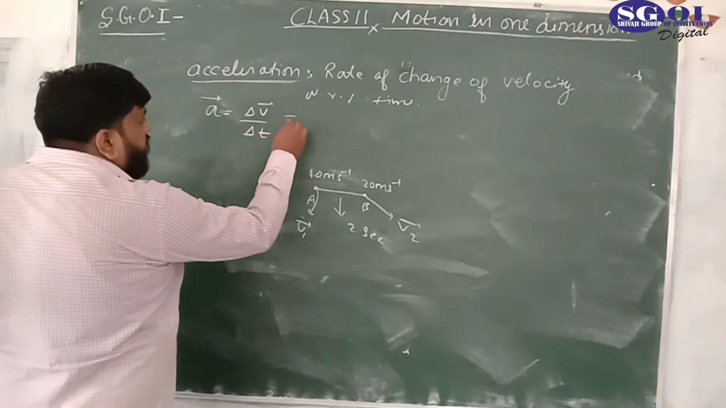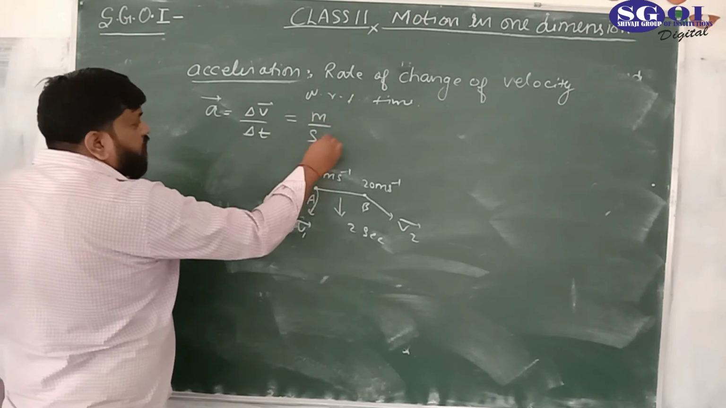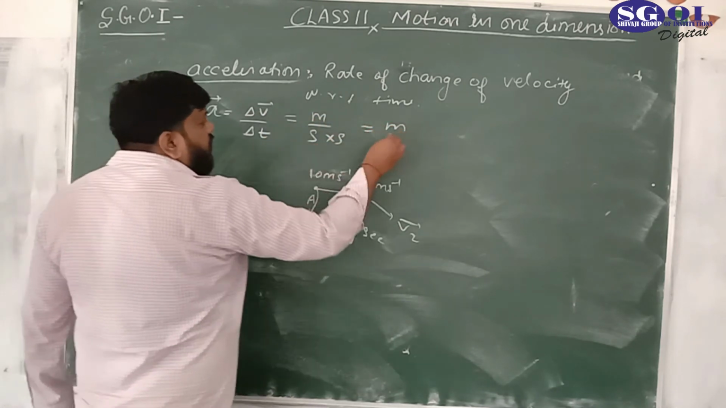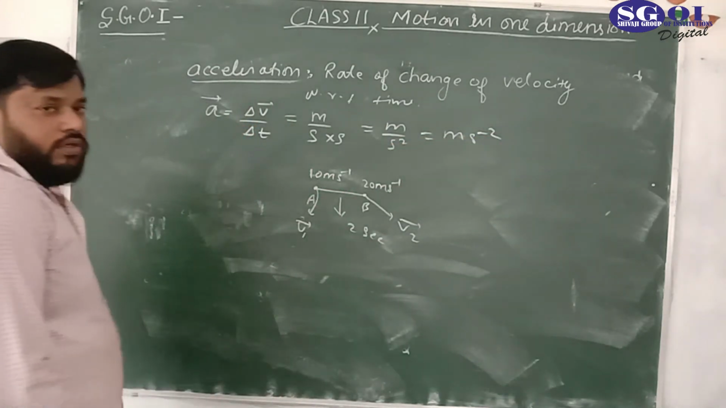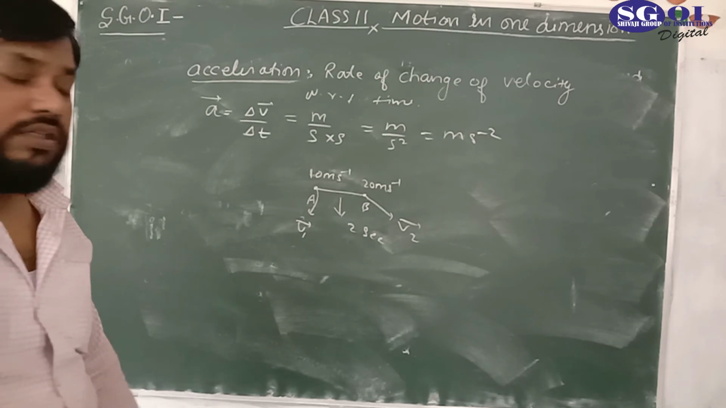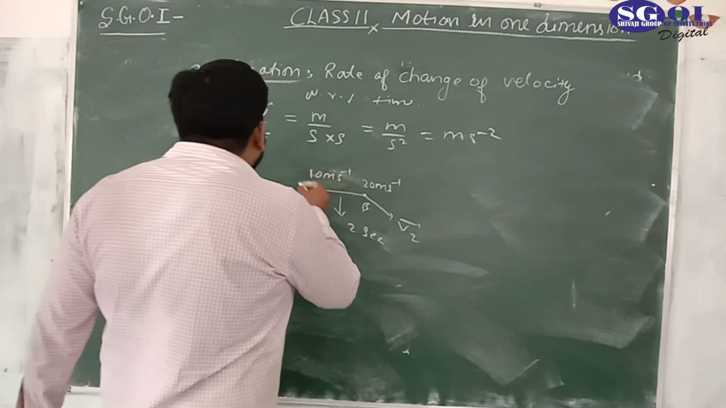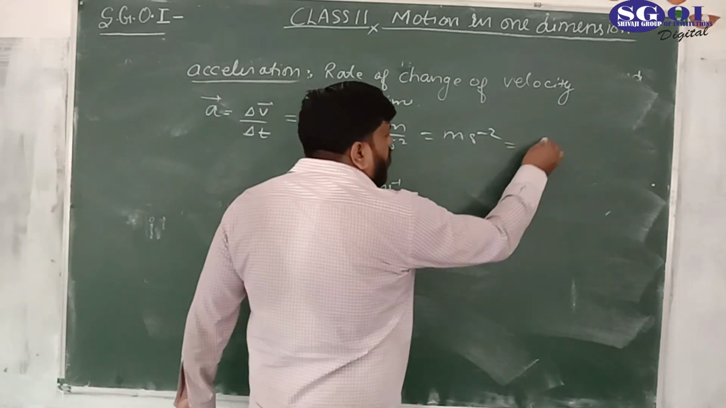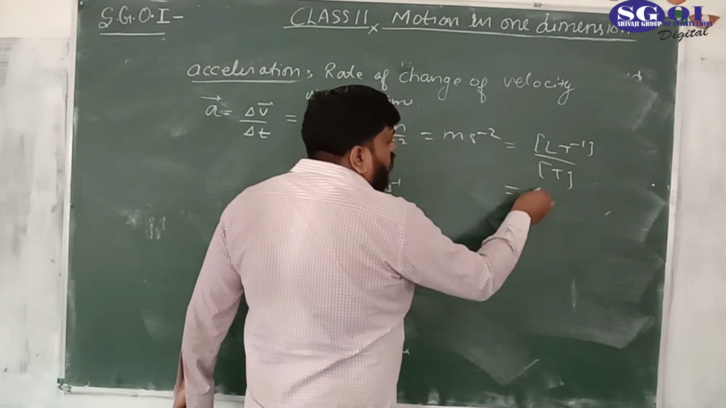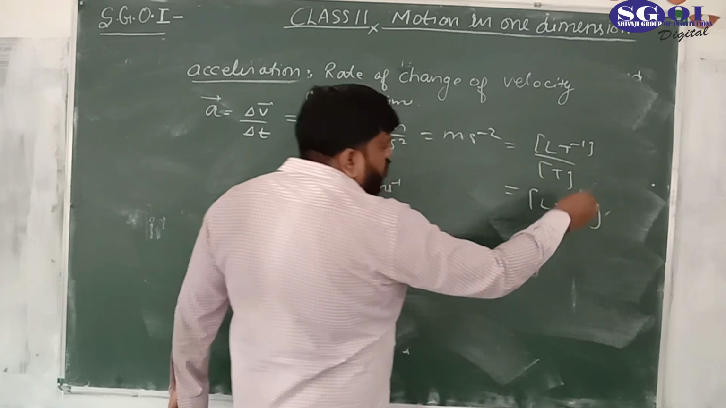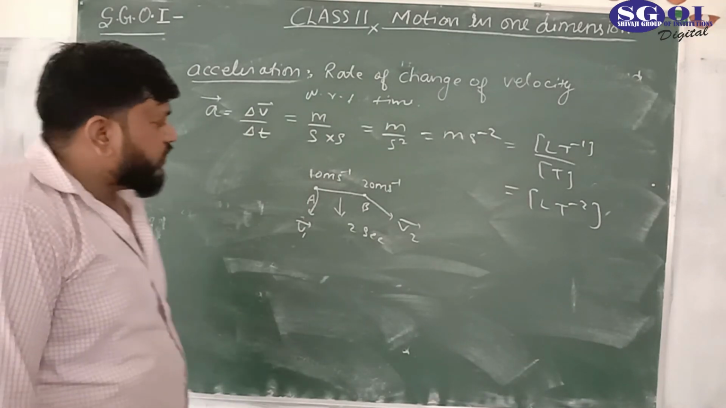And the unit of this is, what is the velocity unit? Meter per second, divided by time, second. So it would be meter per second square, or we can say m s minus 2. So this is the unit, and the dimension we can also find. Dimension of velocity is what? L t minus 1, and the time is t, so it would be L t minus 2. So this is the dimensional formula, L t minus 2, for the acceleration.